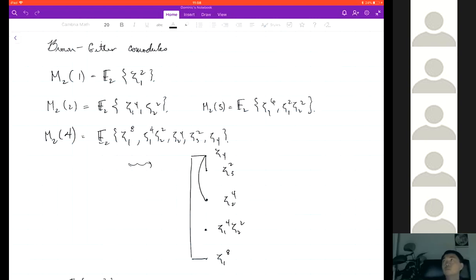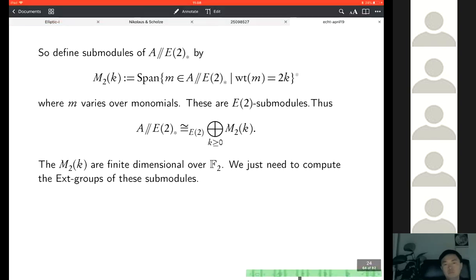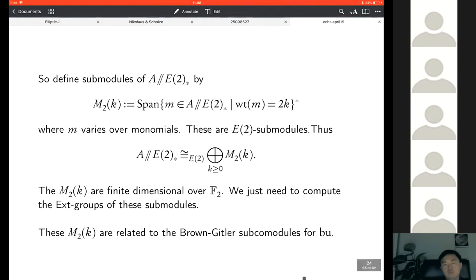You get this pattern, and I don't know how to describe it, and then you get this trivial submodule, zeta 1 to the 4 zeta 2 squared, sitting inside as well. Okay, so now these things are all going to be finite dimensional over F2, which is good because it's preferable to compute Ext groups of finite dimensional things. Now these things happen to be related to the Brown-Gitler subcomodules for connective complex K theory. So I need to explain what those are.